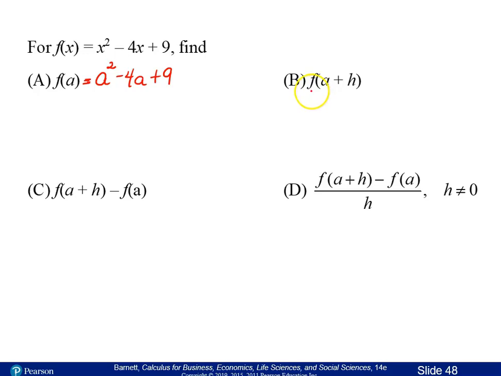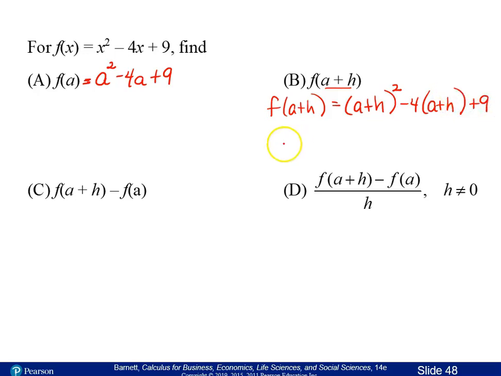When I come to b, this is saying use that same f function, but replace every x with an a plus h. Okay, so f of a plus h is going to be, in the place of x, put a plus h. The x was squared, so that means this parenthesis is going to be squared. Minus 4 times, in the place of the x, put another a plus h, and then plus 9.